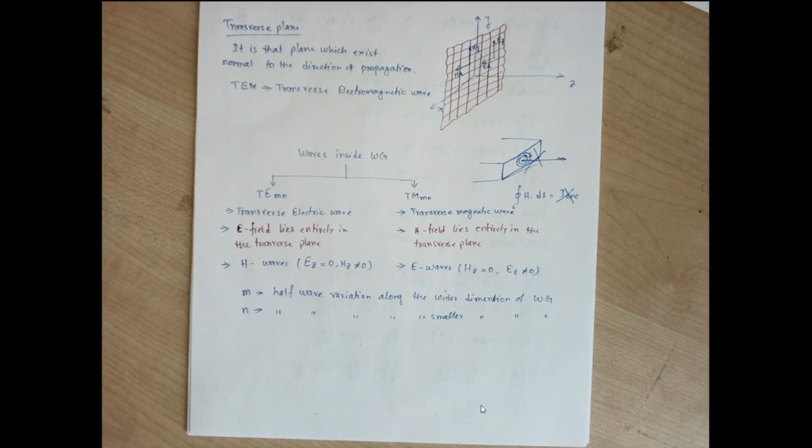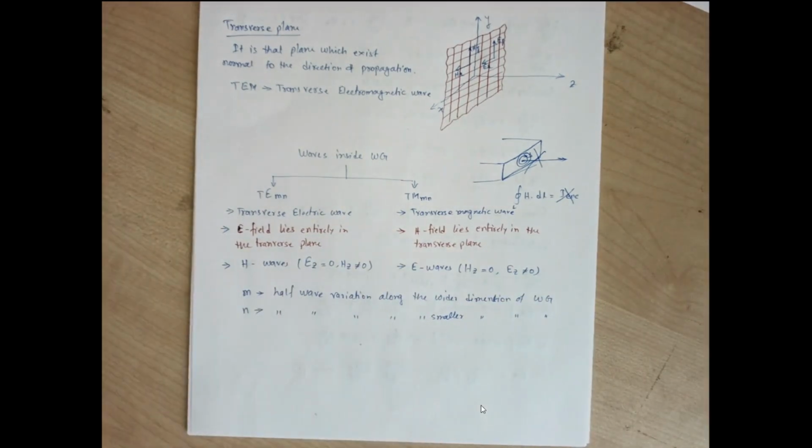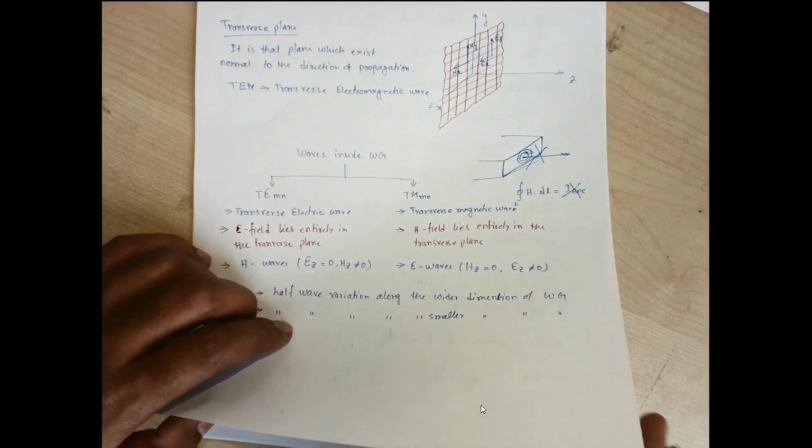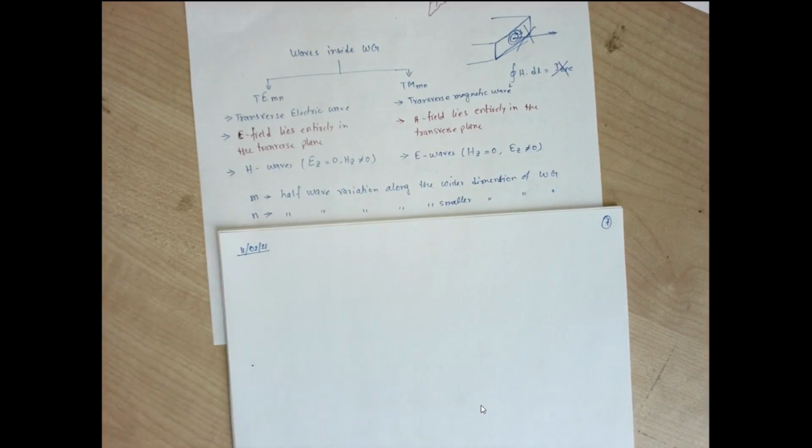Okay, so we need to go with each of them separately and find out what electric fields exist for the E waves, and for this case what magnetic fields exist. Before that, as I said, this small m and n specify some half wave variation along the wider dimension and the smaller, narrower dimension. So we need to first look into how this half wave variation decides some parameter. This m and n will decide a parameter known as the modes of the waveguide.